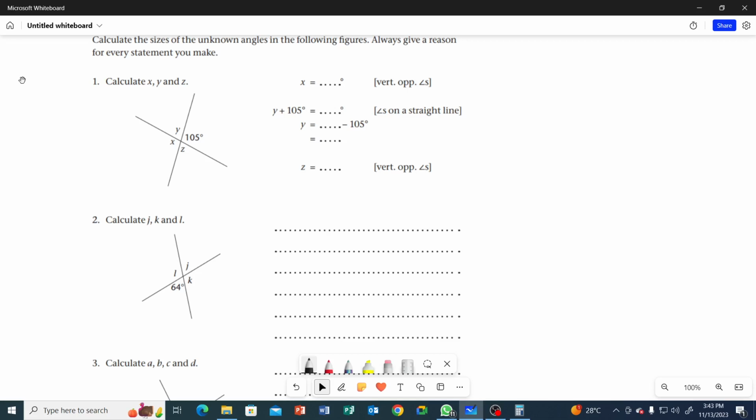Okay, now they say X is equal to blank degrees. Reason: vertically opposite angles. Okay, now X is equal to 105 degrees, and that is the reason, vertically opposite angles. Now, if you take Y, you add 105. How much will they give you? The reason is angles on a straight line. So angles on a straight line add up to 180 degrees.